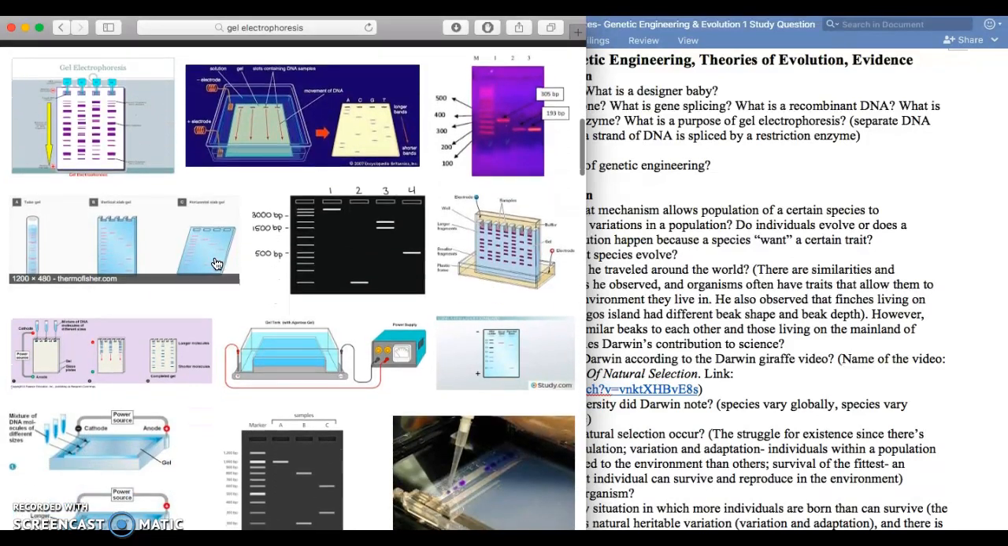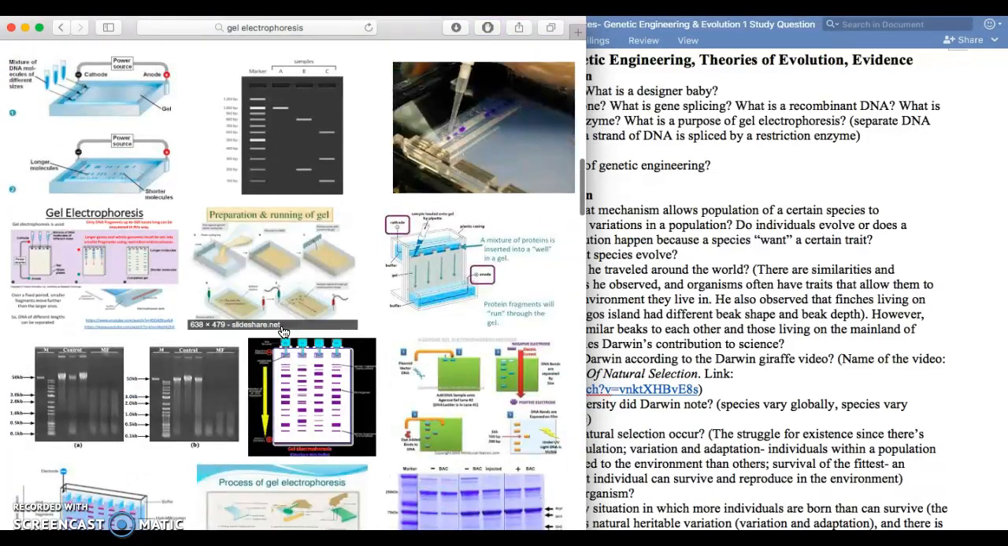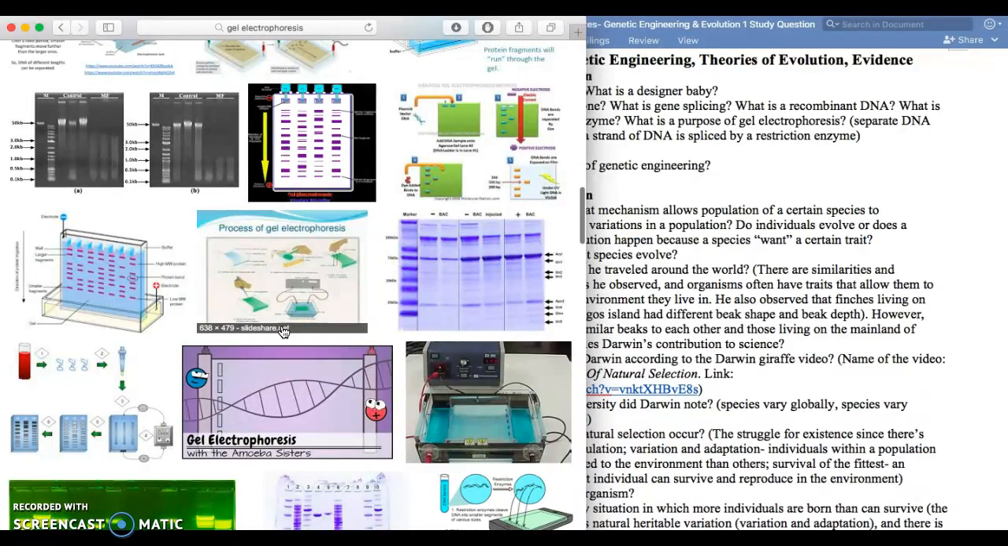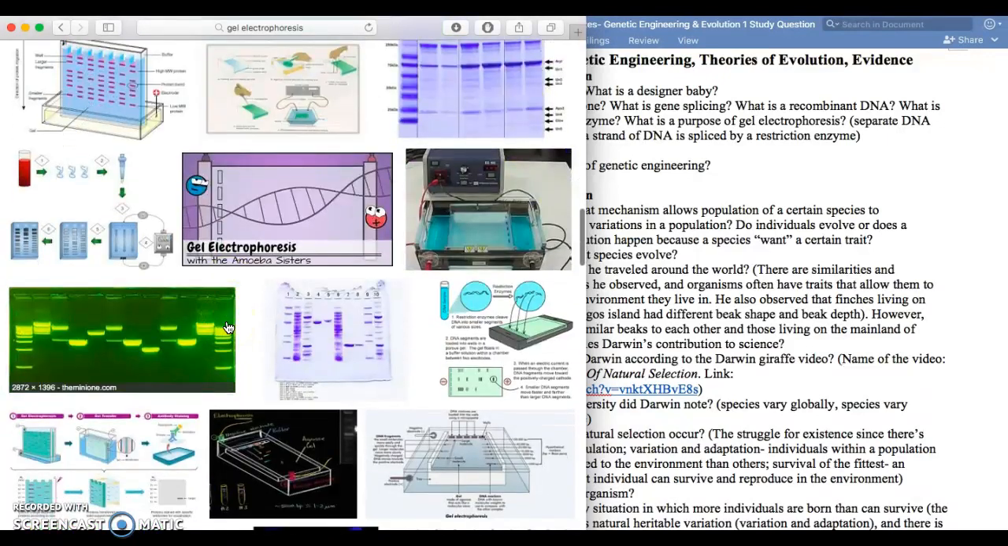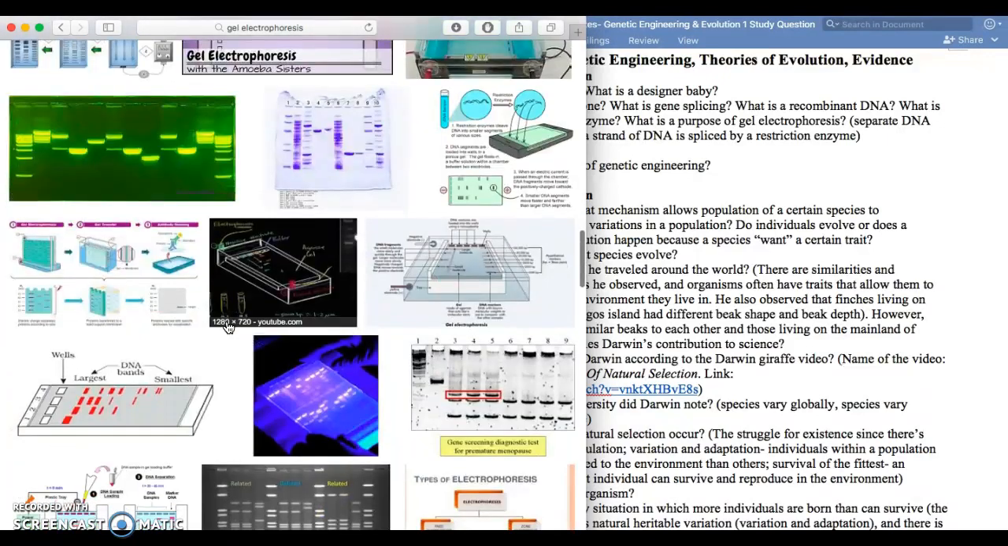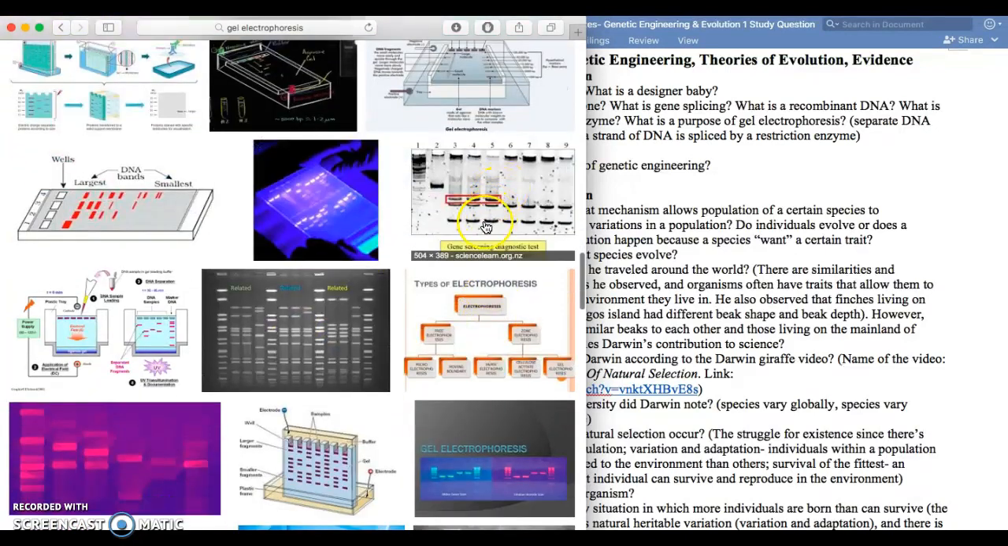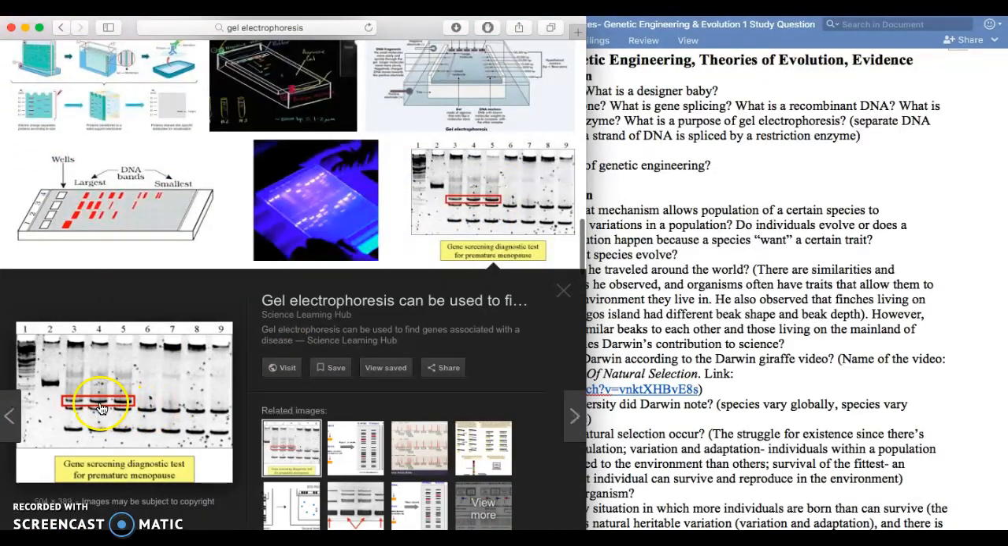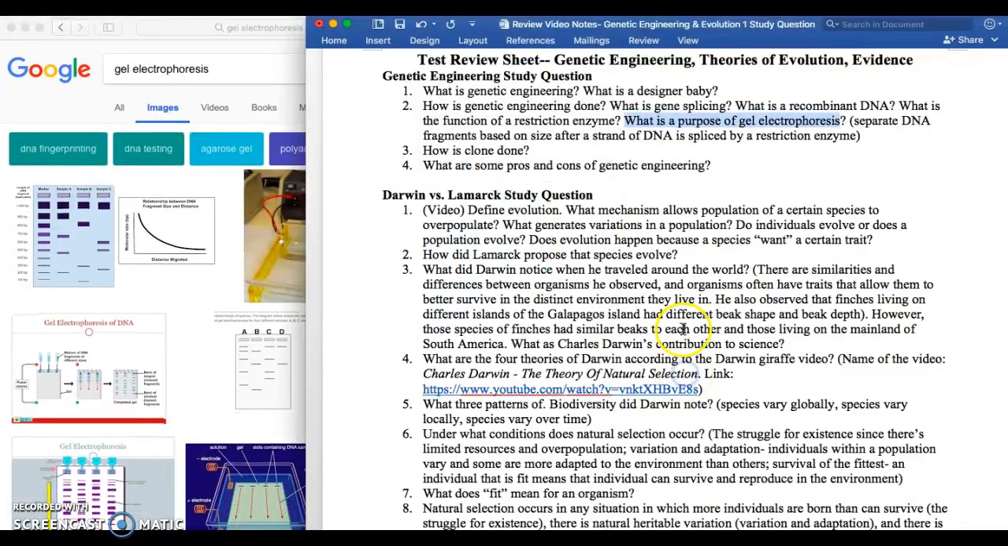Let's see, is there another example that's good? All right, if you look at this picture right here, all 3 of these bands show up at the same place. That means those 3 bands are probably similar lengths of DNA. The next one is, how is cloning done?